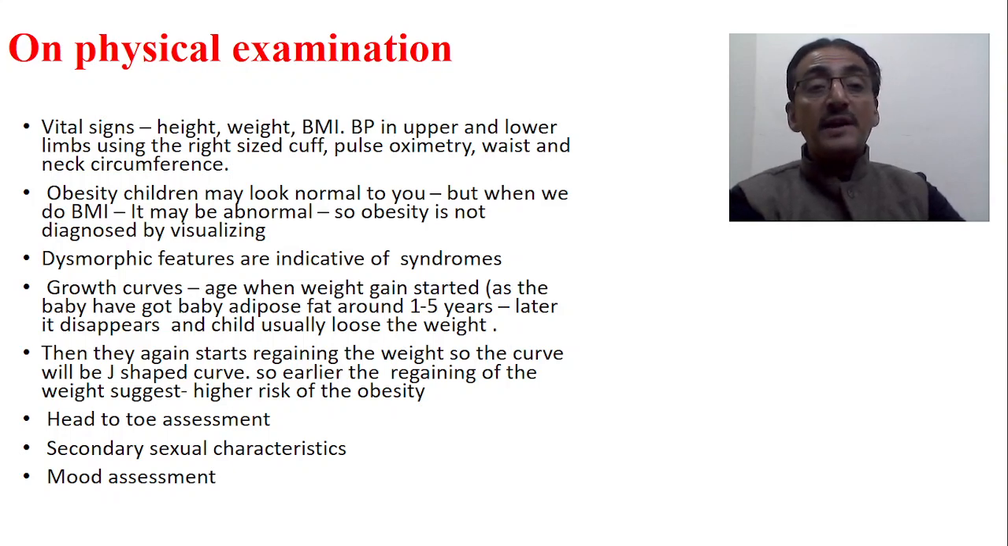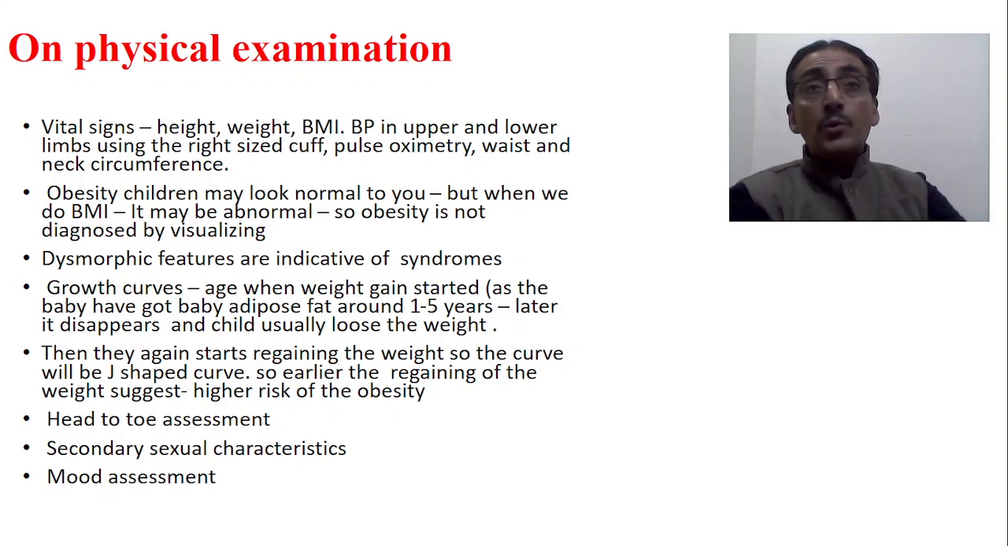Dysmorphic features are indicative of syndromes. You look at the obesity, meantime the child is also having some of the dysmorphic features. There is some peculiar eye, peculiar ear, peculiar nose, peculiar nasolabial fold, and peculiar eye slanting, etc. So triangular shape of the chin, etc.